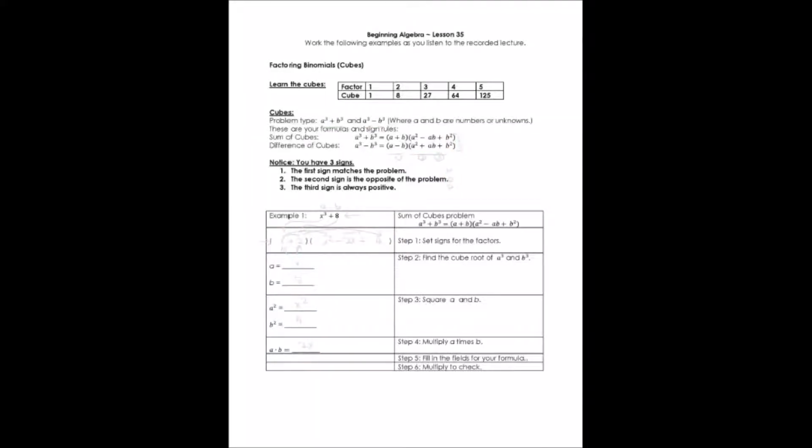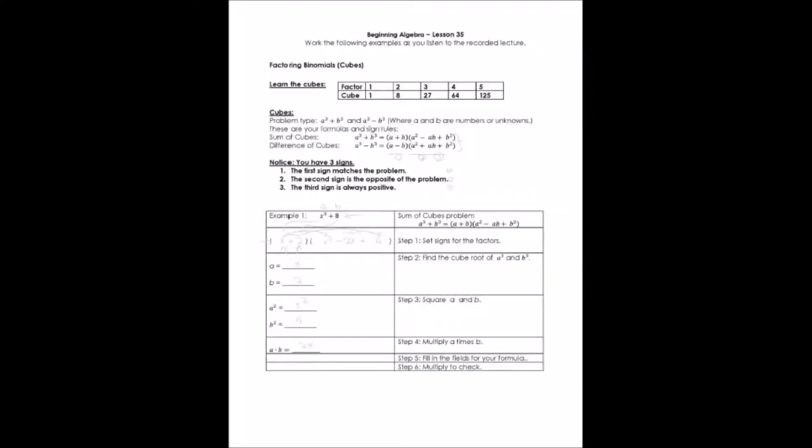The next type of binomial that we need to consider factoring are called perfect cubes, or factoring cubes, binomials that are cubed. To do this, we really need to be familiar with at least the first 5 perfect cubes. In other words, 1 times 1 times 1 is 1, so 1 cubed is 1, 2 cubed is 8, 3 cubed is 27, 4 cubed is 64, and 5 cubed is 125. That will help me factor these problems. Now let's take a look.